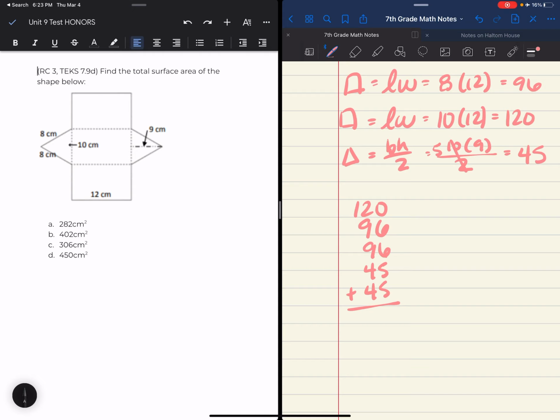All right, 6 plus 6 is 12, plus 10 is 22. 2 plus 2 is 4, plus 9 is 13, plus 9 is 22, plus 4 is 26, plus 4 is 30. 0, carry the 3. And then 3 plus 1 is 4. So the total surface area is 402 centimeters squared. So I guess my answer would have been B, this guy.